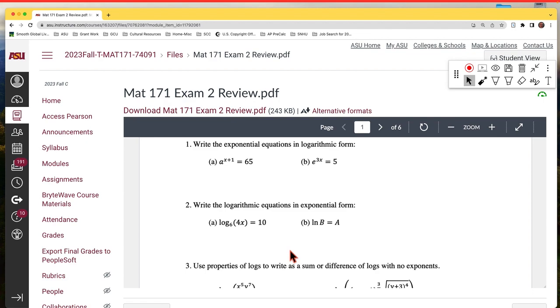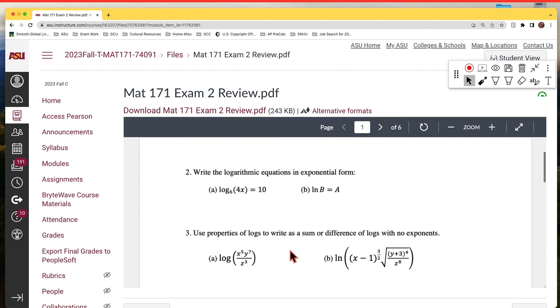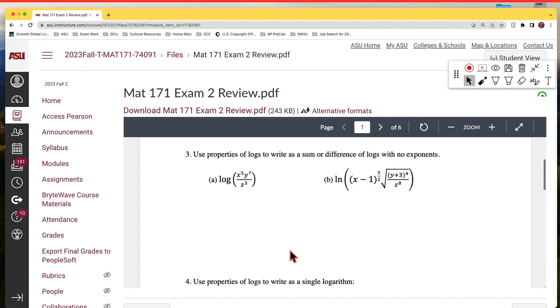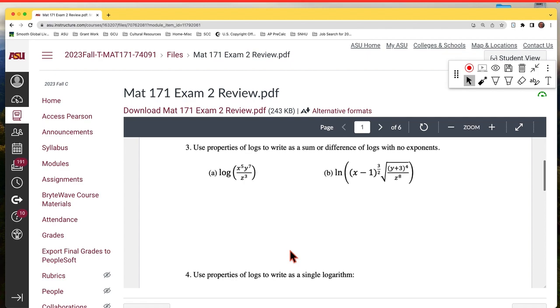Yes. Which one? 3D? 3B. Good. We're also going to have to use logarithm properties, something as messy as this. So that's good. Okay. Yeah, you chose the fun one.